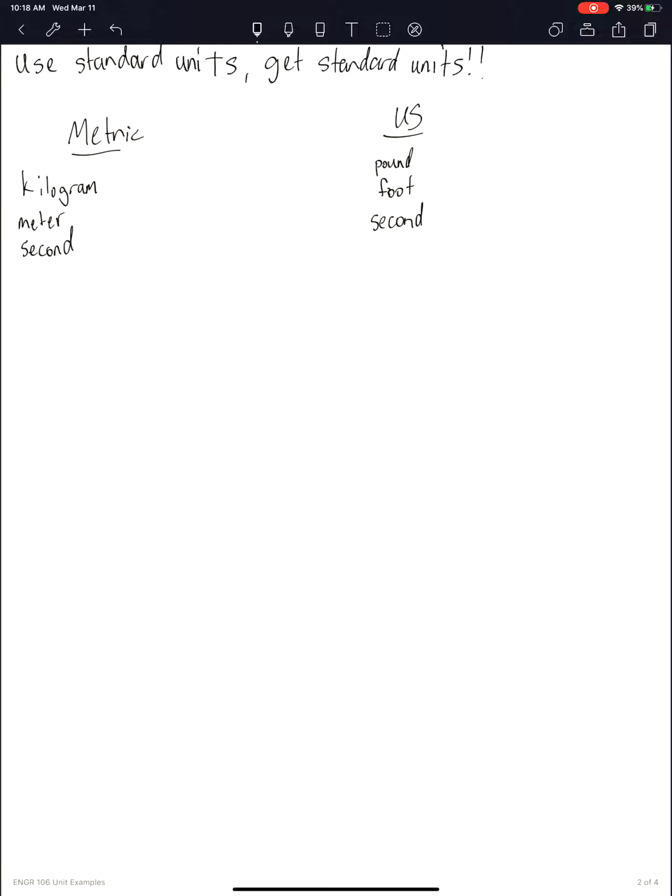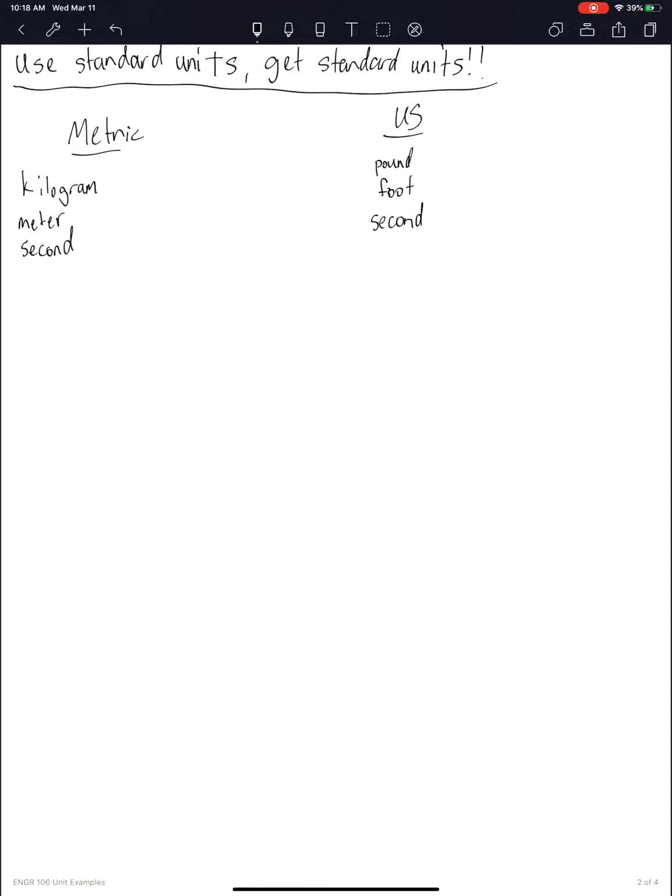Hello everyone. Well, it's time for example problems on the topic of units and calculations with physical quantities. The underlying idea here that I hope you take with you out of this class as you move into more complex calculations in your physics and engineering classes through your sophomore, junior, senior year and beyond is: use standard units. It's important to understand what the standard units are in metric and US systems, and how if you use them, you do not need to think about units very much.